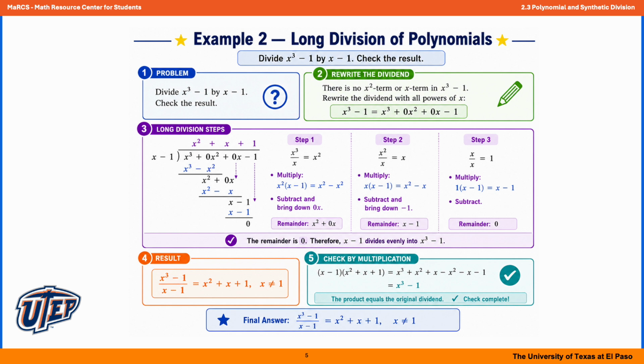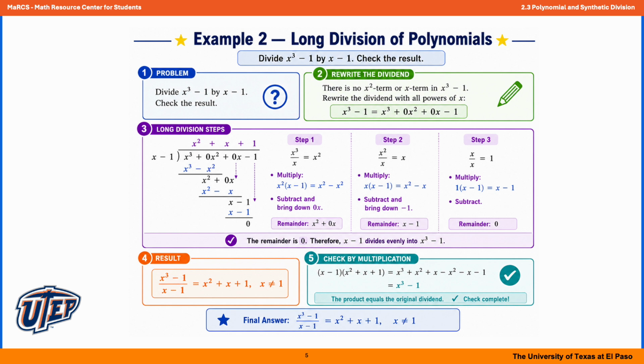Now we can subtract those two terms, and we're left with a remainder of 0. So x minus 1 divides evenly into x cubed minus 1. So the result is that x cubed minus 1 divided by x minus 1 will give us x squared plus x plus 1, for x is not equal to 1.